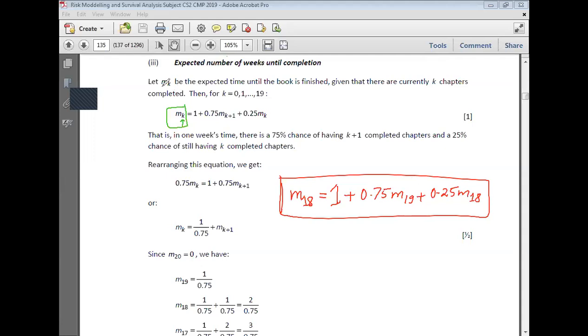Okay, maybe we can just use this. So M19 is the expected time until the book is finished, given that there are currently 19 chapters completed, right? So if you have finished 19 chapters already, then what is the expected time that you will finish the book? Now if you're looking at M18, you want to see the relation between M18 and M19, and again, how can you reach 18?